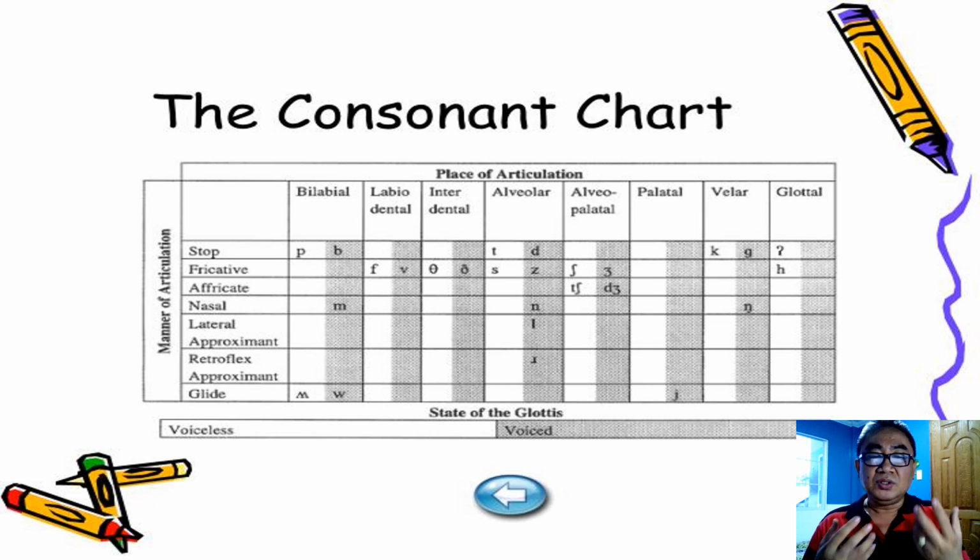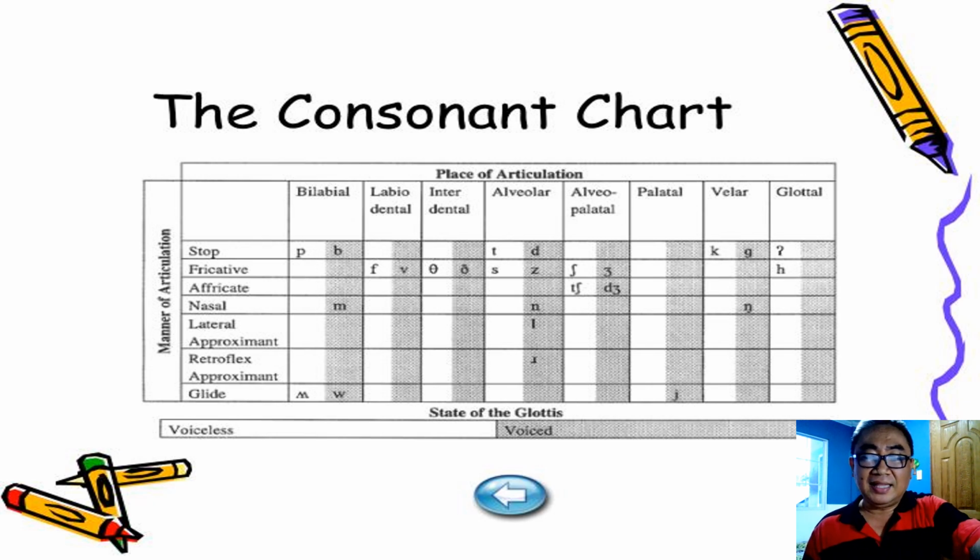So what about the affricates? What is an affricate? An affricate is a composite speech sound consisting of a stop and a fricative articulated at the same point, such as in share and in joy.